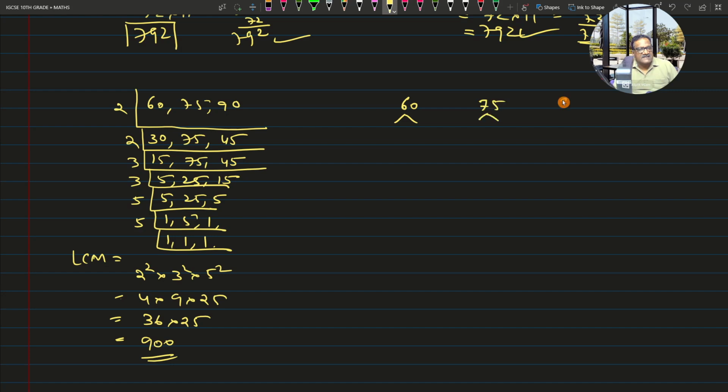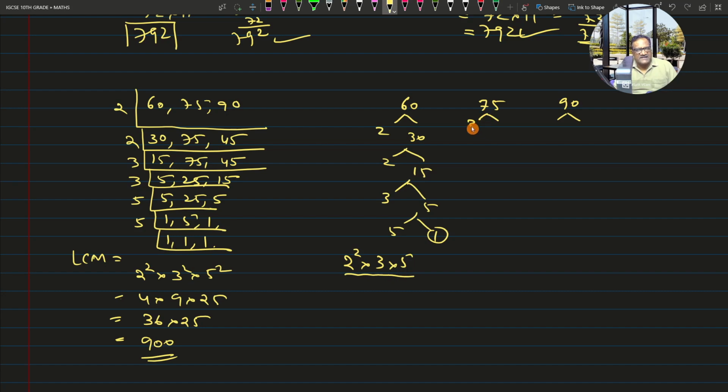Okay. So 60's prime factors: start with 2, 30, 2, 15, 3, 5, 5, 1. I hope you must have understood. Now this I'll write as 2 square into 3 into 5.